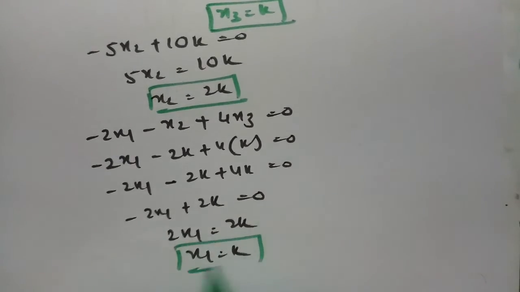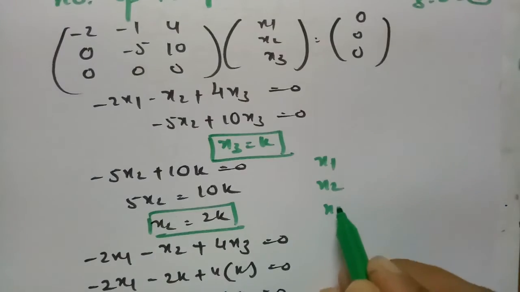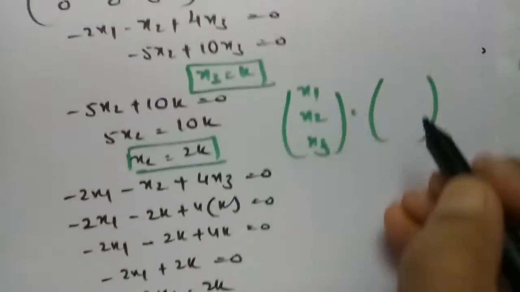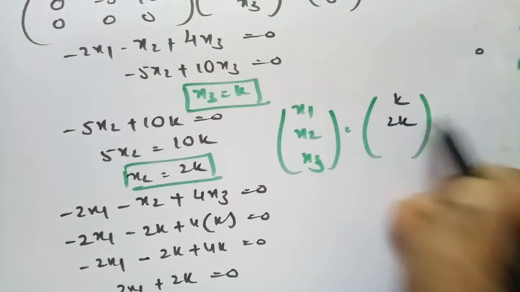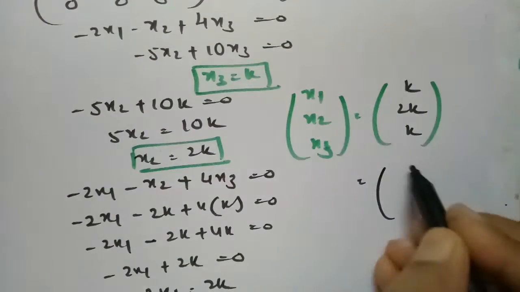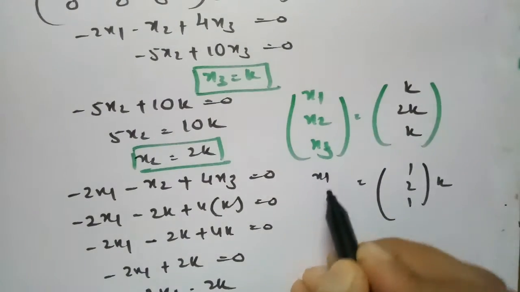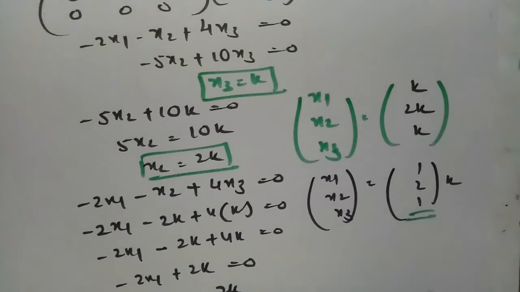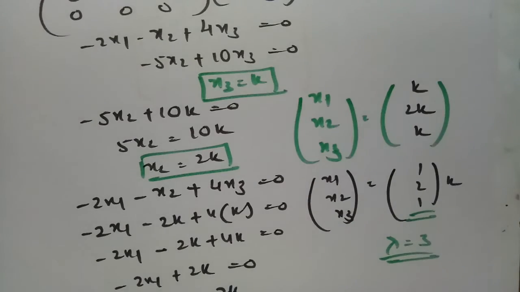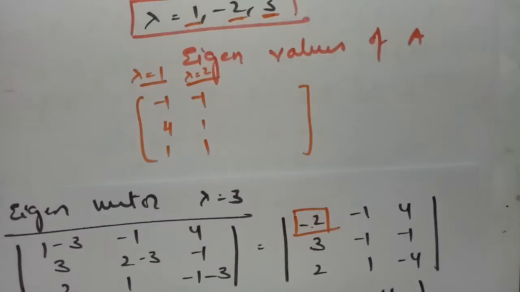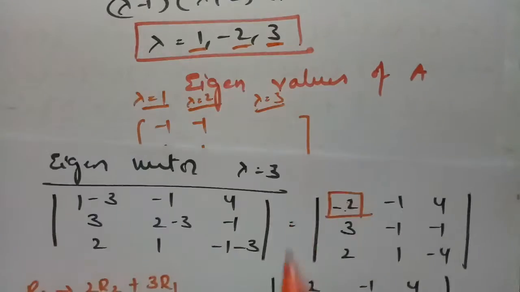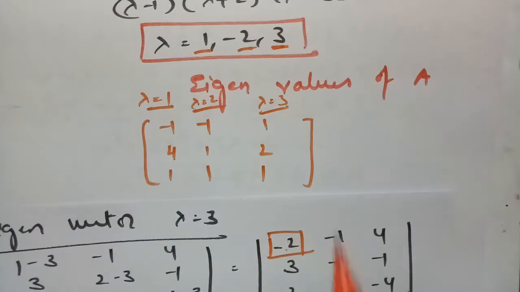And after getting all the values, this is x1, x2, x3. What is x1? x1 is nothing but k. And what is x2? This is nothing but 2k, and this value is k. So if I take k common, this is 1, 2, 1 into k, which is x1, x2 and x3. Therefore this is the eigenvector corresponding to lambda is equal to 3. Now I am going to substitute here. So for lambda is equal to 3, what is the eigenvector? The eigenvector is nothing but 1 2 1.